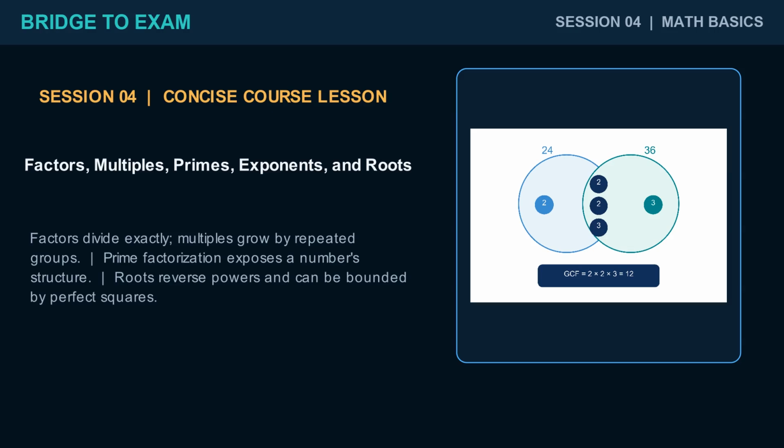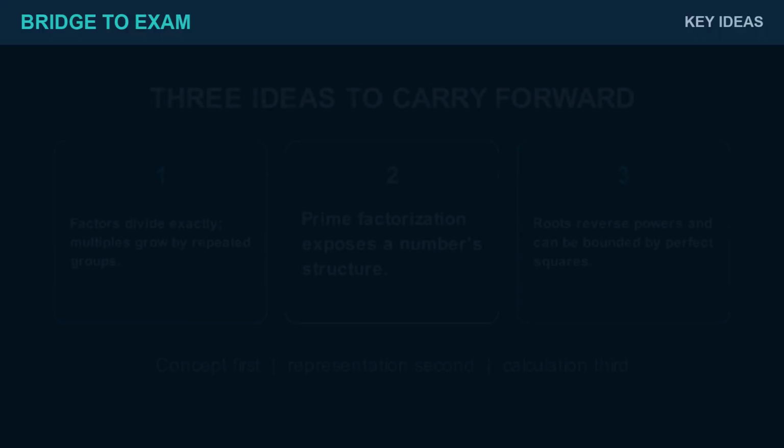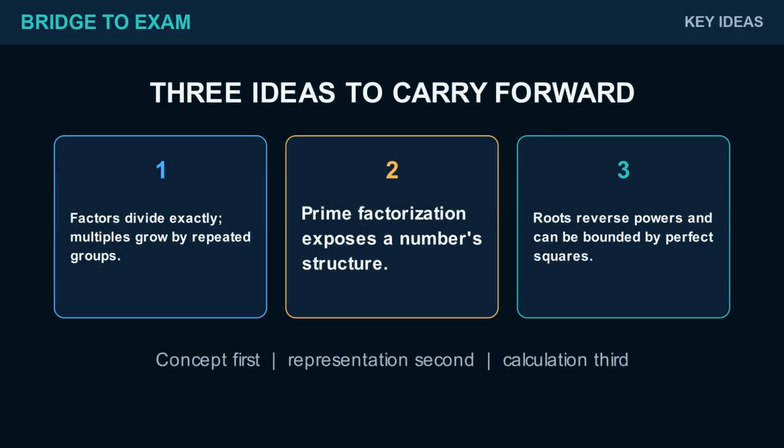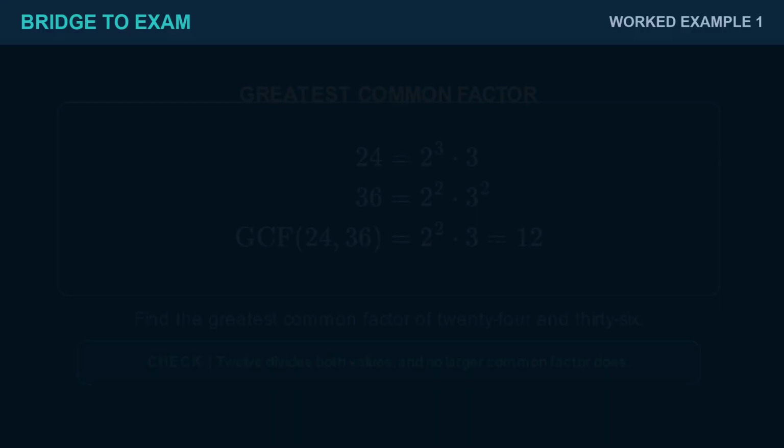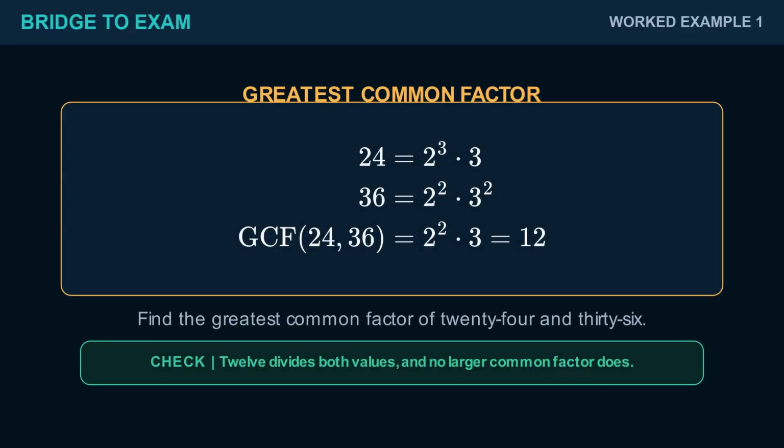By the end, you'll be able to do the following. List factors and classify numbers as prime or composite. Find greatest common factors and least common multiples. Write and use prime factorizations. Three ideas organize the lesson. First, factors divide exactly. Multiples grow by repeated groups. Prime factorization exposes a number's structure. Roots reverse powers and can be bounded by perfect squares.